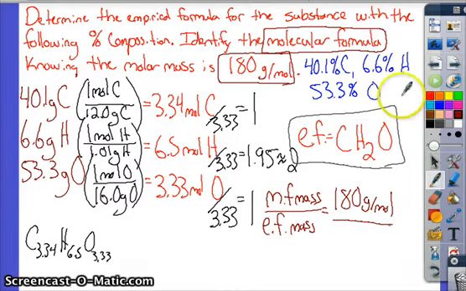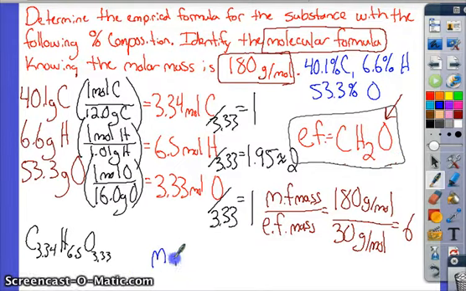Our empirical formula mass, we add up all of the atom masses, 1 carbon, 2 hydrogen, 1 oxygen, and we get a total empirical formula mass of 30 grams per mole, which gives us a factor of 6, meaning that our molecular formula is 6 times greater than our empirical formula. So if we take our empirical formula and we multiply carbon by 6, hydrogen atoms by 6, and oxygen atoms by 6, we are going to determine that the molecular formula is C6H12O6.